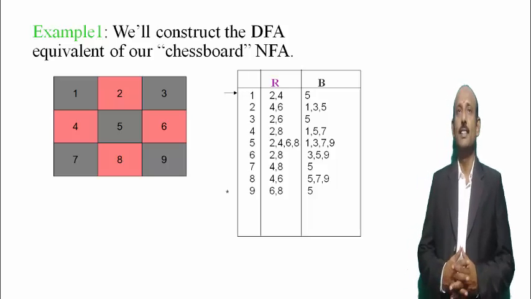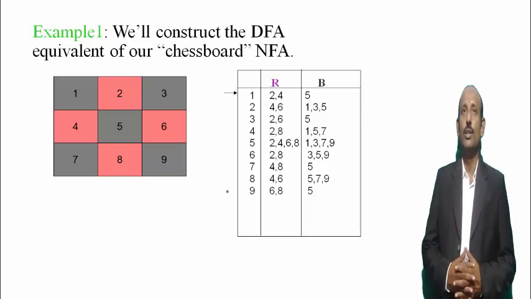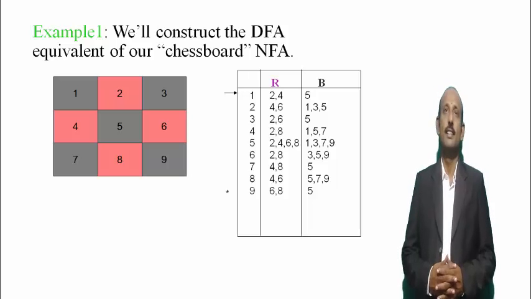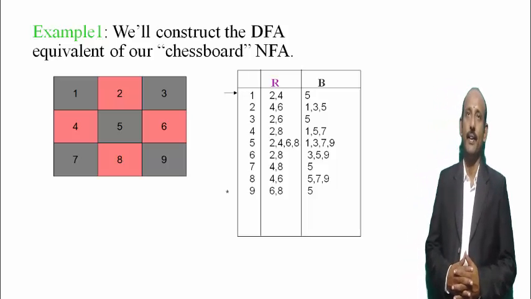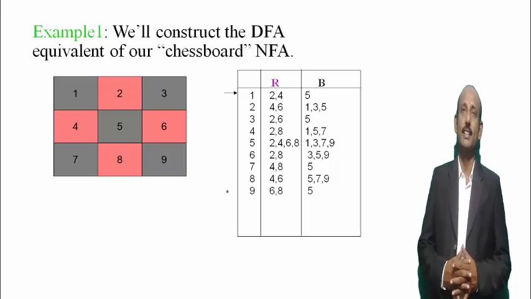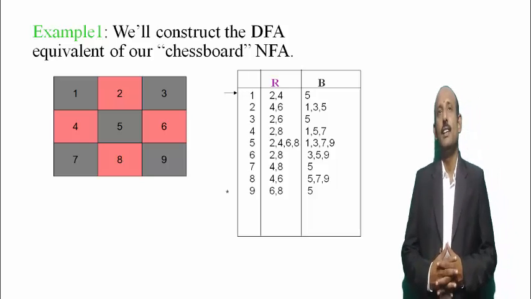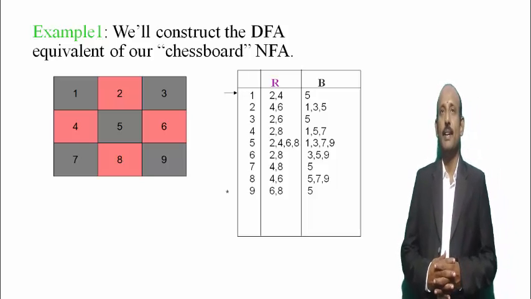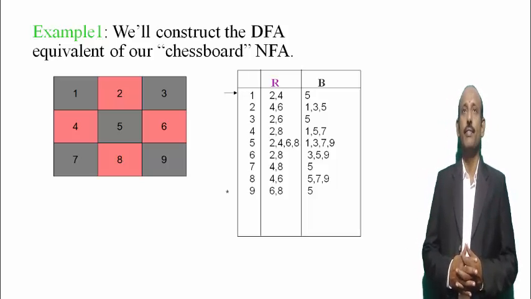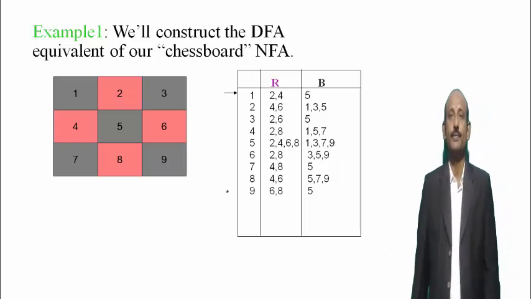Next, we can take cell 3. For cell 3, the adjacent red cells are 2, 6, and the adjacent black cell is 5. Likewise, we can take each cell and find the adjacents of each color, and then we have a finite automaton, that is an NFA. From this NFA, we can go on to construct the DFA.